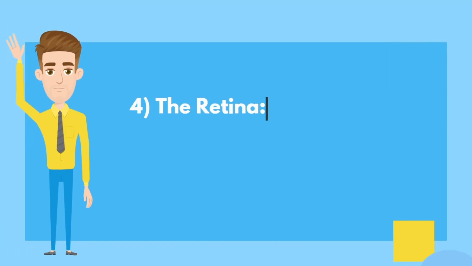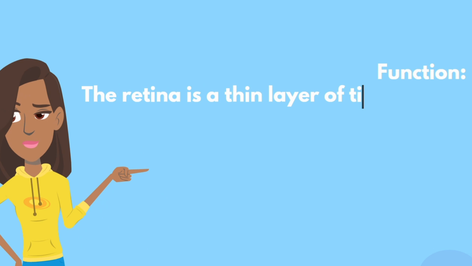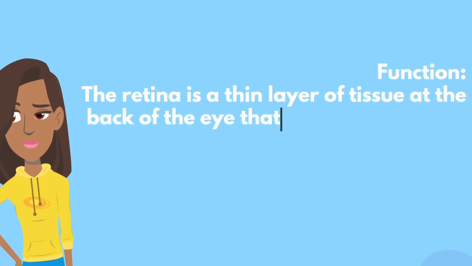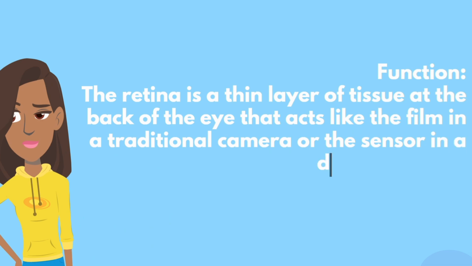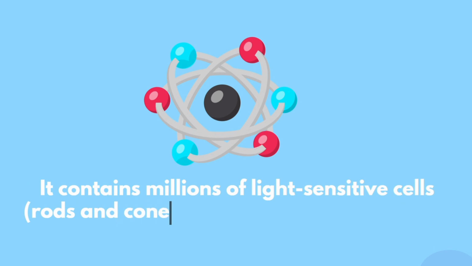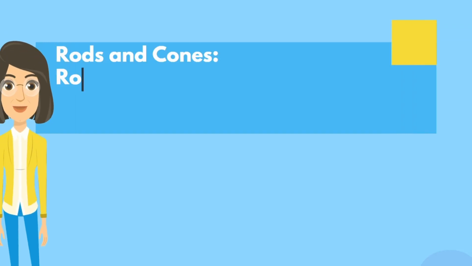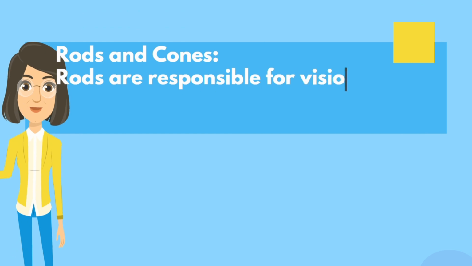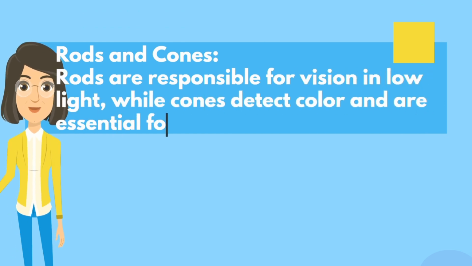4. The retina. The eye's sensor. Function. The retina is a thin layer of tissue at the back of the eye that acts like the film in a traditional camera or the sensor in a digital camera. It contains millions of light-sensitive cells, rods and cones, that detect light and color. Rods and cones. Rods are responsible for vision in low light, while cones detect color and are essential for seeing fine detail.